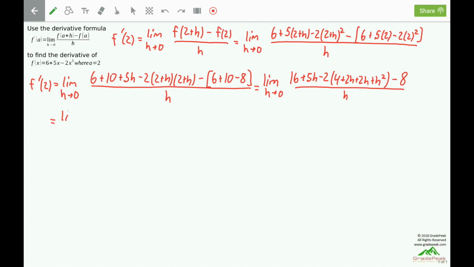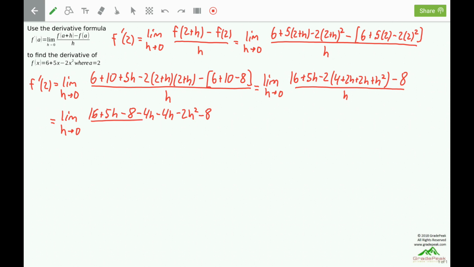So we have the limit as h goes to 0 of 16 plus 5h. Distributing the negative 2 will give us a negative 8, negative 4h, another negative 4h, and a negative 2h squared, and then we have the minus 8.